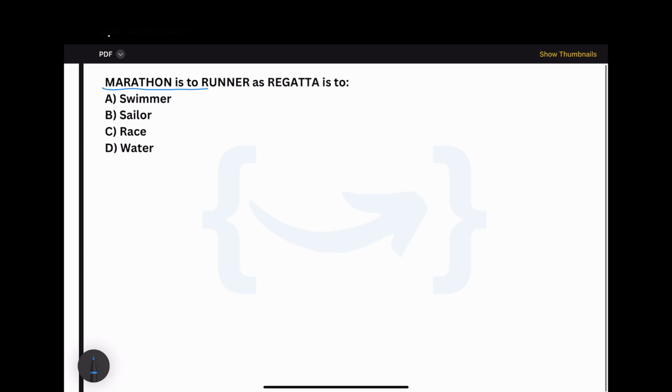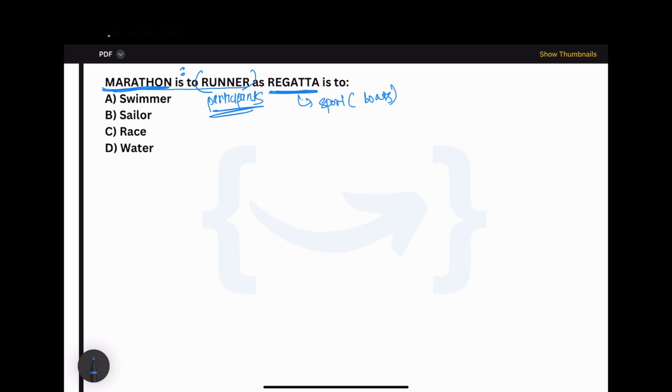So, marathon runner, you may get the colon as well. Marathon is a race where runners are the participants. Am I clear? Yes. Regatta. Regatta is a game, or I can say a sport of boats, where boats are racing between them.